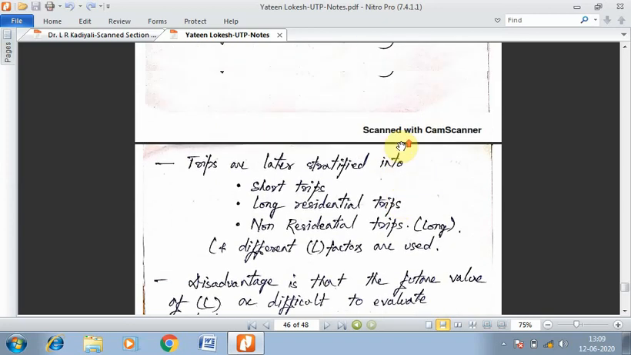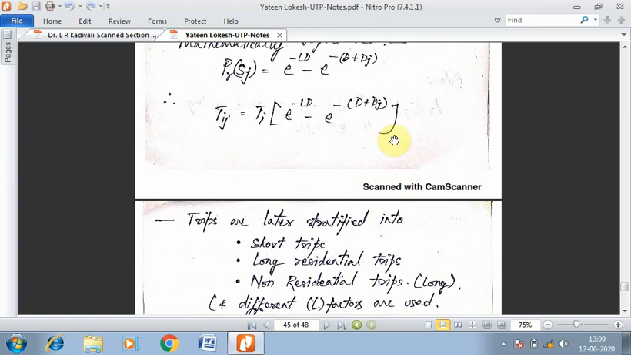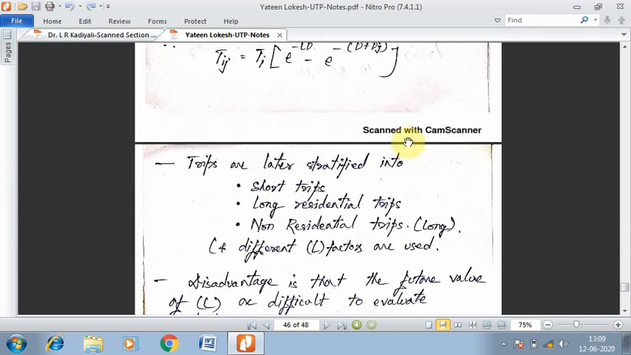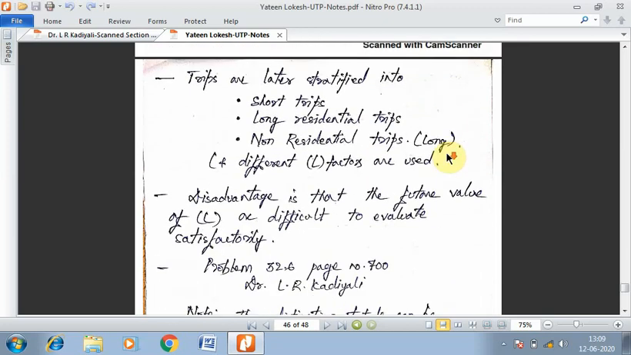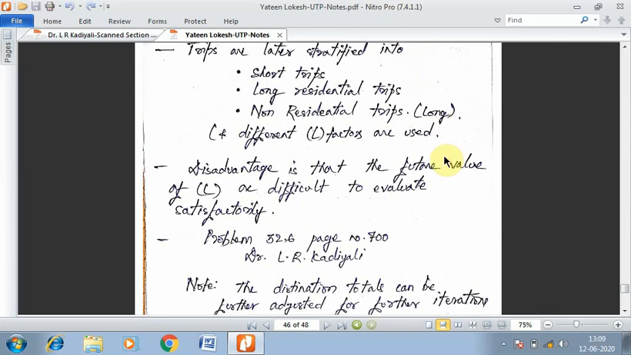Now these trips which you have found out, that is Tij, are later stratified into different sections. Sections like short trips, long residential trips, non-residential trips which are again long, and accordingly you will be having different factors of L. It will be different for different types. So the disadvantage about this particular model is that the future values of L are difficult to evaluate as per your requirement.